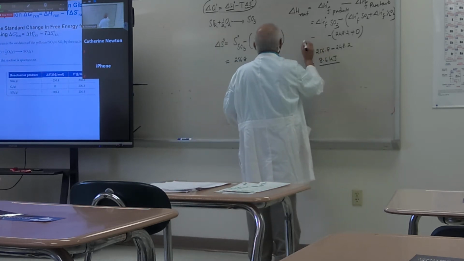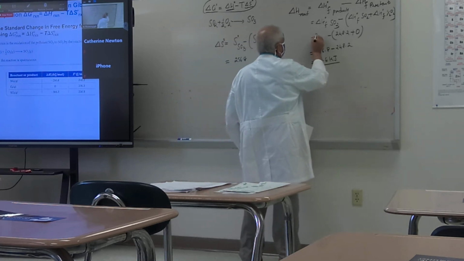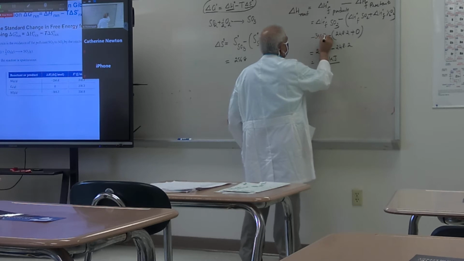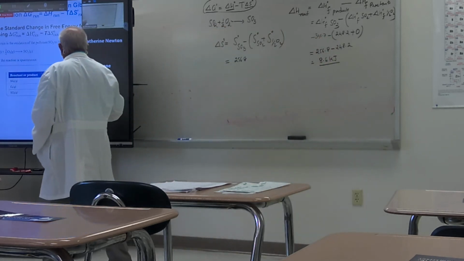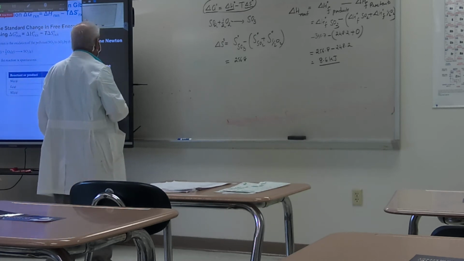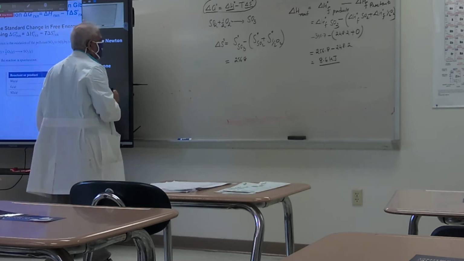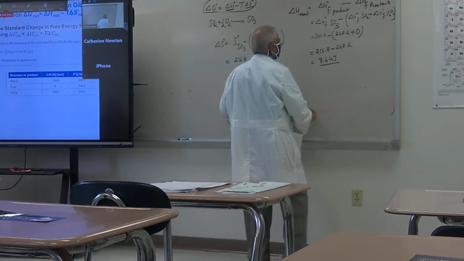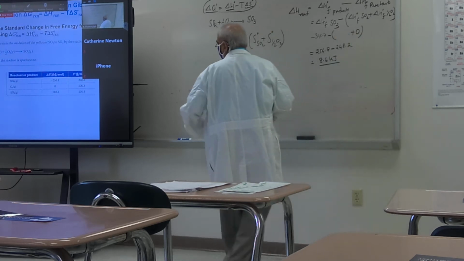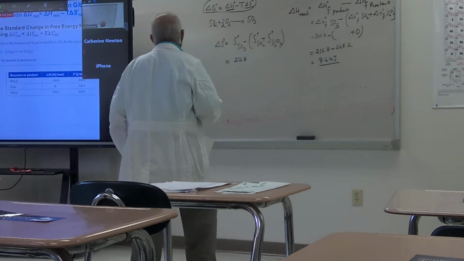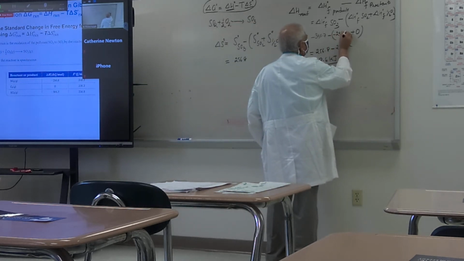How much is that? Minus 395.7 minus, and then 296. This should be negative 296.8, correct? How much is that? Negative 296.8. Oh, keep going. That is very sad.